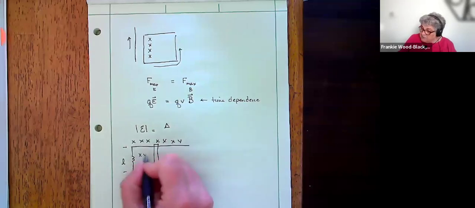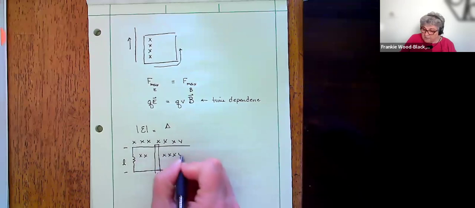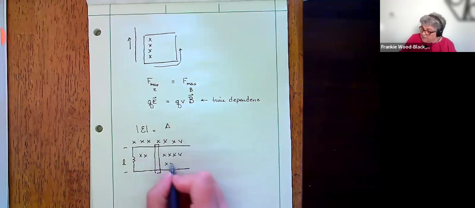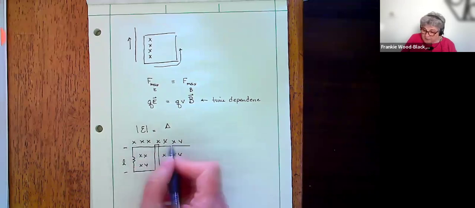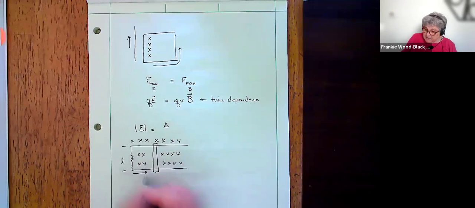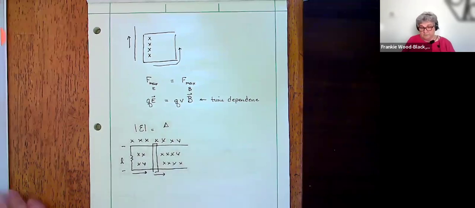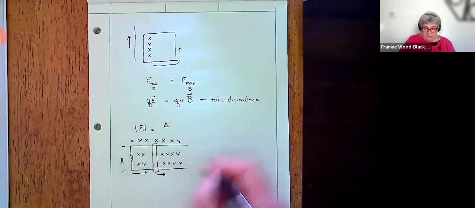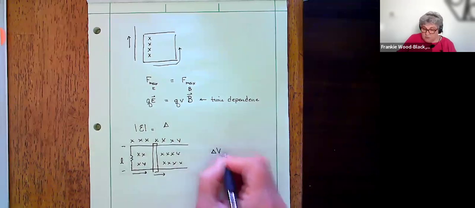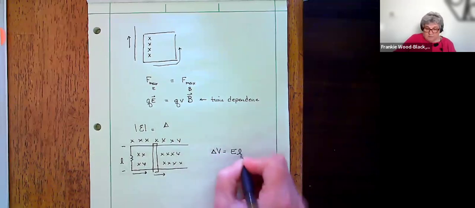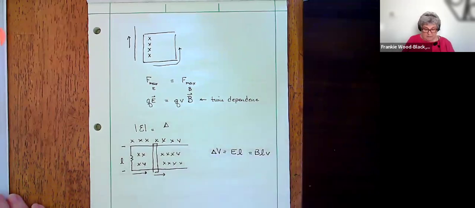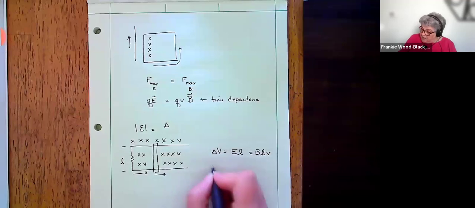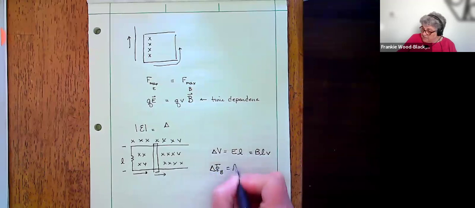I can measure, so I've got all this going in here. And if I put current into the system, this bar is going to move. And it's going to move. My change in potential is going to be E times L. And that's BLV, so that you get that. My flux is B times A.